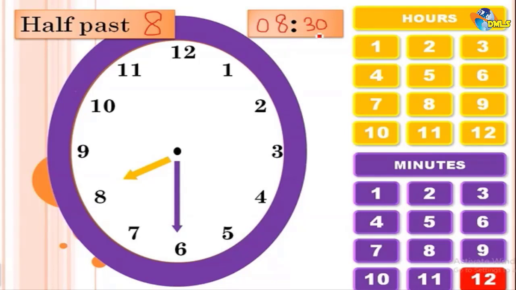Another example. What is the time now? The minute hand is pointing to 6. So we will use 30. And the hour hand is pointing to 2. So it will be 2:30. Perfect. And we can say it in both ways.